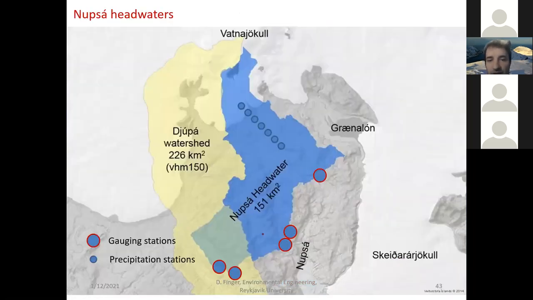So here's just another idea. Typically, if we start a hydrological modeling, we go in and we discuss where we can set up gauging stations where we measure the discharge, where we should have precipitation stations, and then we try to get the information that we need for the hydrological modeling for a specific area in order to assess the amount of water in the catchment.